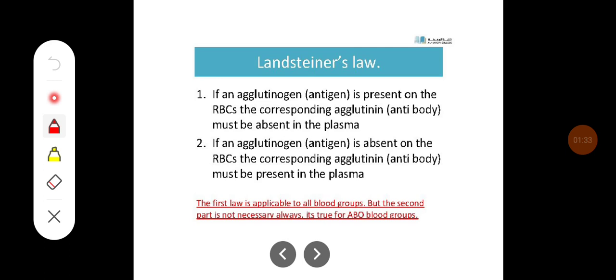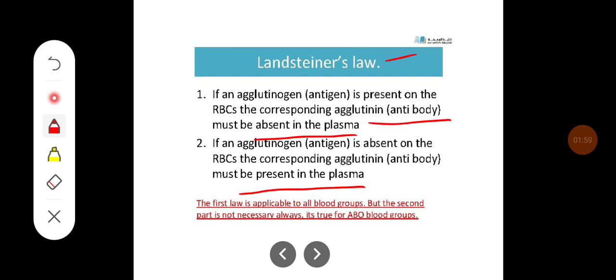So the blood group system is based on the Landsteiner law. Landsteiner law says that if an agglutinogen, that is an antigen, is present on RBCs, the corresponding agglutinin, that is an antibody, must be absent in the plasma. The second law states that if an agglutinogen or antigen is absent on the RBCs, the corresponding agglutinin or antibody must be present in the plasma.